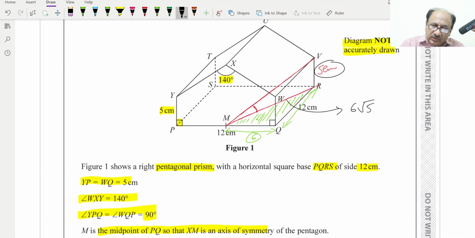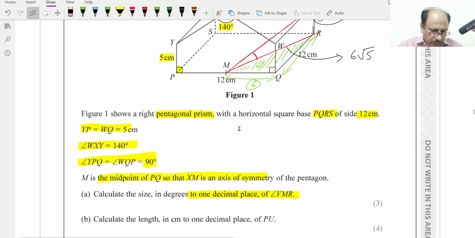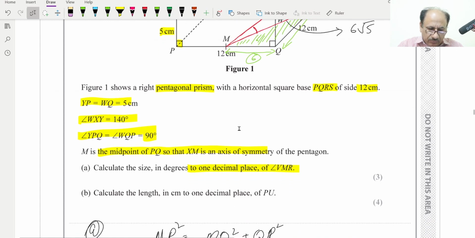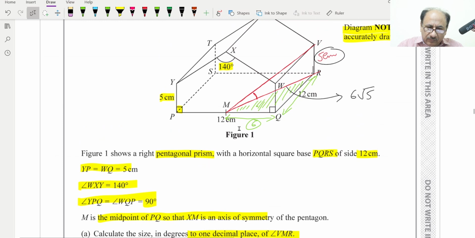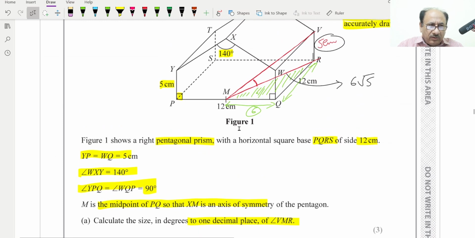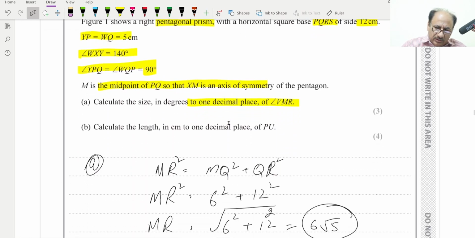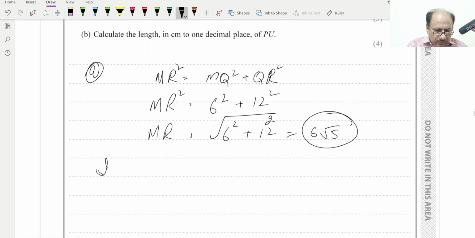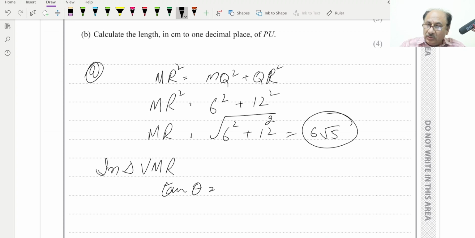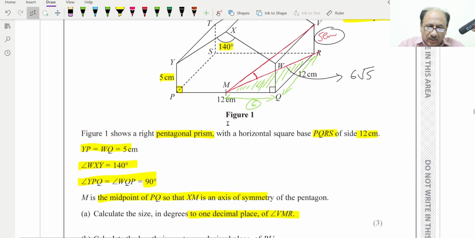Now we have this side which is perpendicular and base, and we can utilize this to find the angle. Also calculate the size in degrees to one decimal place of VMR. So it will be tan. We can find this tan in triangle VMR. So we can consider in triangle VMR, tan theta will be equal to VR over MR.